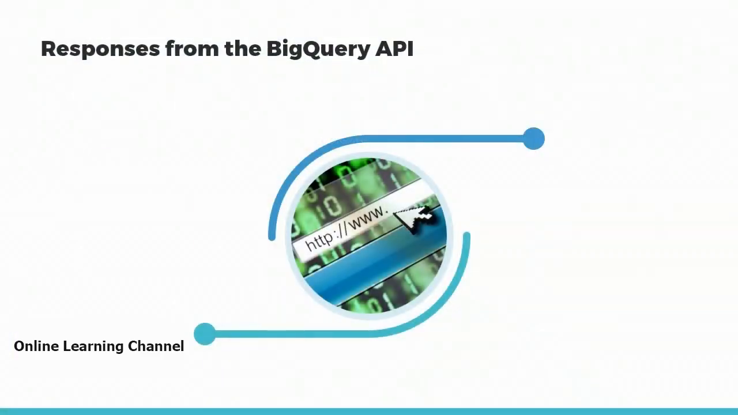In this video, we're going to identify some of the common issues that can arise when we're trying to troubleshoot with BigQuery. So we're working with BigQuery, we get some error messages. What do we do? First, we need to understand the responses that are coming from the BigQuery APIs.